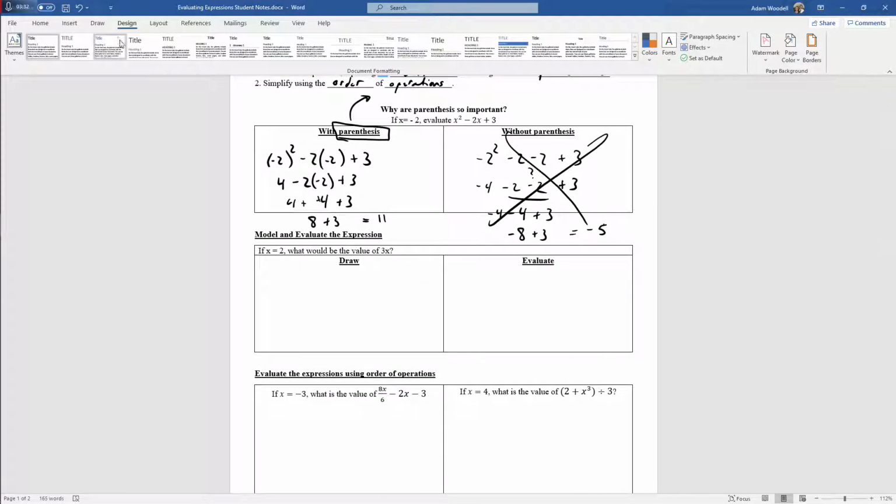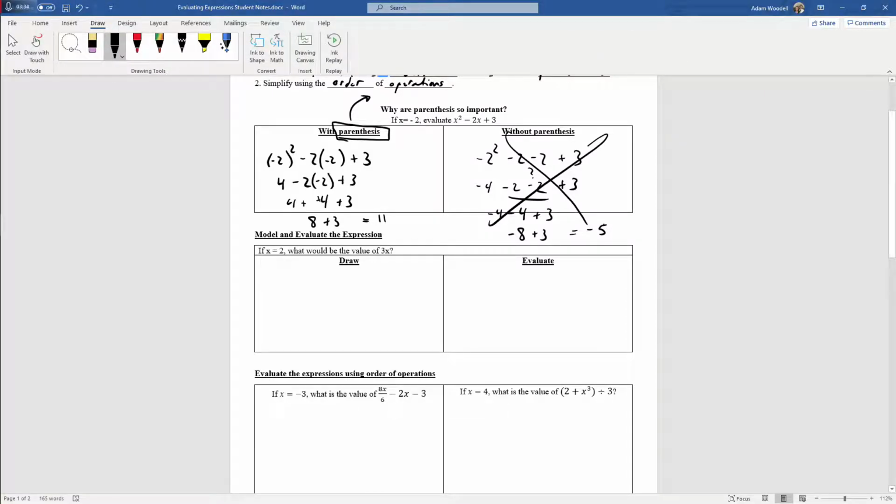Next, we're going to talk a little bit more about the modeling piece. We talked about the modeling piece in class. If I were to model this expression 3x, we remember that the long rectangles represent our x's. So I'm going to draw 3 of them. And now it's telling me, okay, it's not x anymore. X is actually equal to 2. So each one of these is going to represent 2. And when I add them all together, I end up with 6.